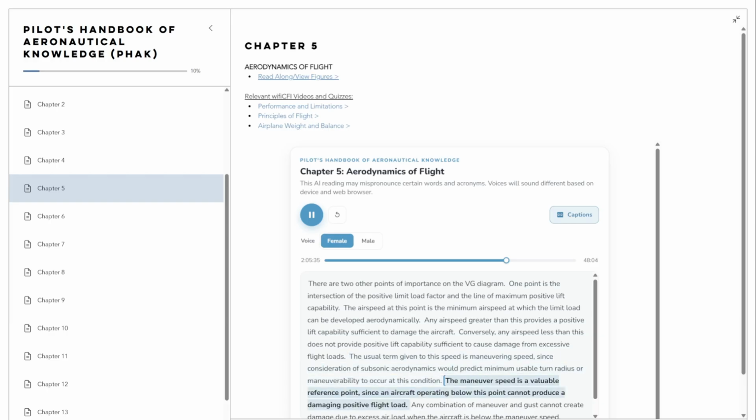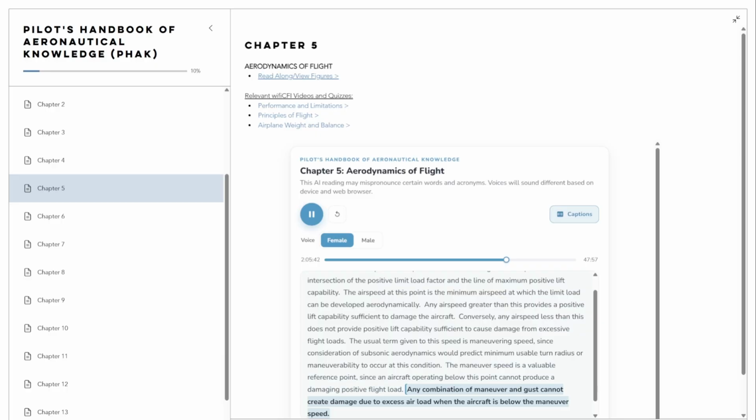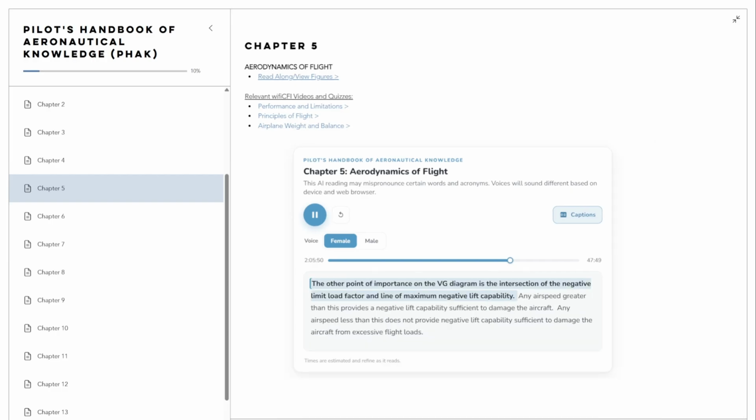The maneuver speed is a valuable reference point, since an aircraft operating below this point cannot produce a damaging positive flight load. Any combination of maneuver and gust cannot create damage due to excess air load when the aircraft is below the maneuver speed. The other point of importance on the VG diagram is the intersection of the negative limit load factor and line of maximum negative lift capability. Any airspeed greater than this provides a negative lift capability sufficient to damage the aircraft. Any airspeed less than this does not provide negative lift capability sufficient to damage the aircraft from excessive flight loads.